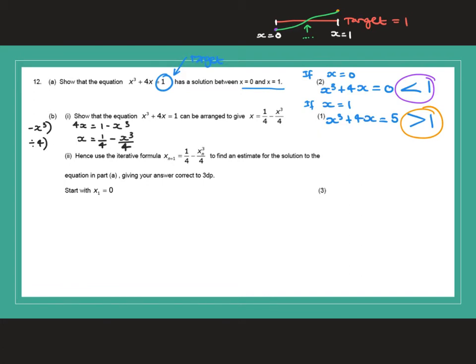Now, we've been told to start with x1 equals 0. x2 will be calculated by substituting in x1 into the iterative formula here. So x2 is a quarter minus x1 cubed over 4, which is a quarter minus 0 cubed over 4, which of course is a quarter.